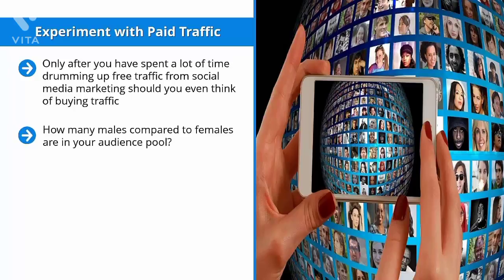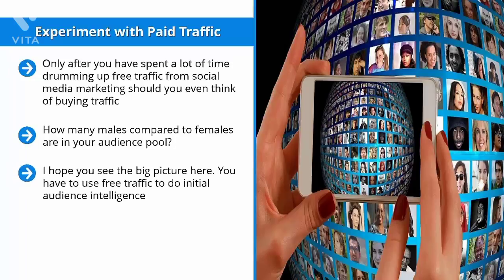How many males compared to females are in your audience pool? Do males or females like certain types of content that you share? What are their age ranges? Where are they located? I hope you see the big picture here. You have to use free traffic to do initial audience intelligence. Once you've gotten all these important insights, you can then start paying for Facebook ads and other platforms' ads.